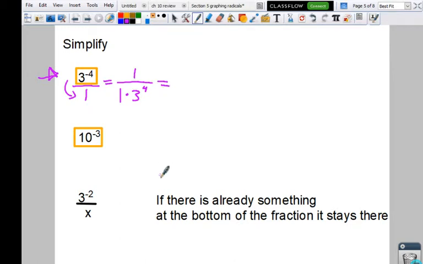3 to the 4 we can plug into Desmos, and we don't get a decimal when you do that. Yep. And we get 1 over 81. Can I just give the answer to that?